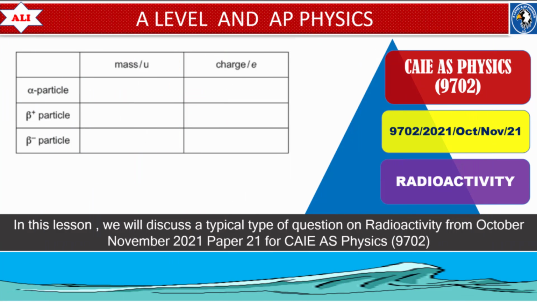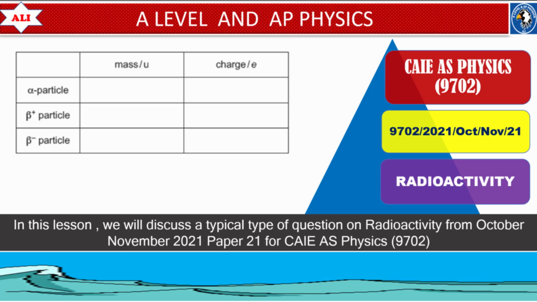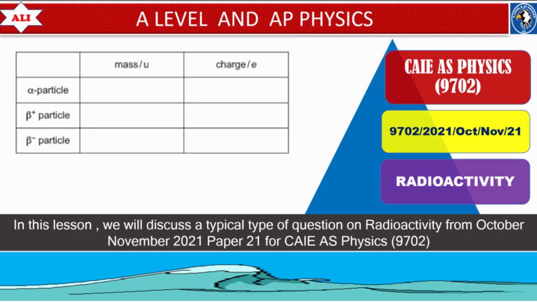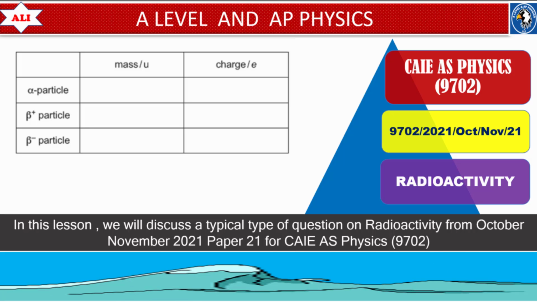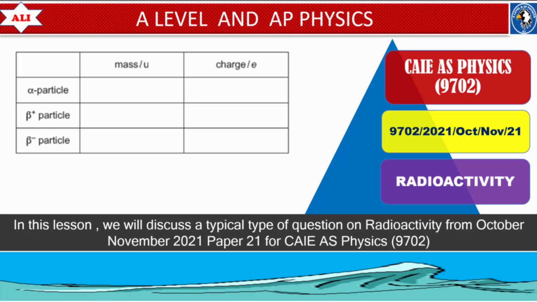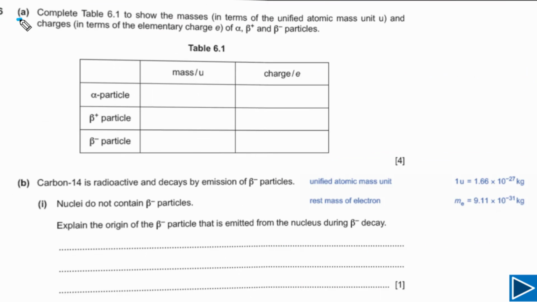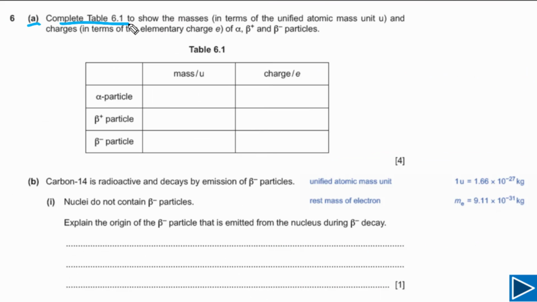In today's lesson, we will discuss a typical type of question on radioactivity from October-November 2021, Paper 2, Variant 1. This is a typical type of question because you will see this type of question very often in past papers. For part A, we need to complete table 6.1 to show the masses in terms of atomic mass unit u and charges in terms of elementary charge e of alpha, beta plus and beta minus particles.